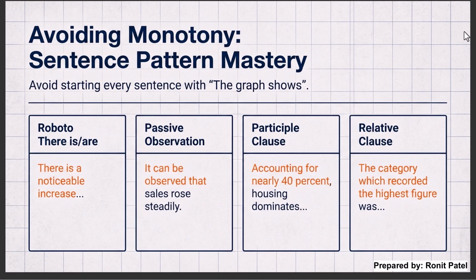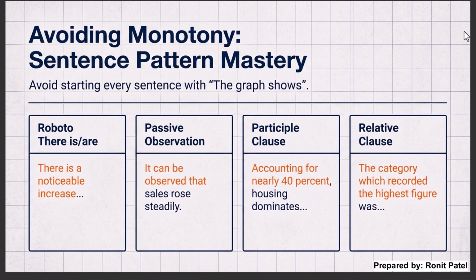Here, four excellent alternatives are provided. So let's go through them one by one. First, there is a noticeable increase. This is good for opening variation, but don't overuse it. Second, it can be observed that sales rose steadily. Why is this worthy of Band 90? Because it has an impersonal academic tone, it aids in avoiding repetition and sounds analytical.